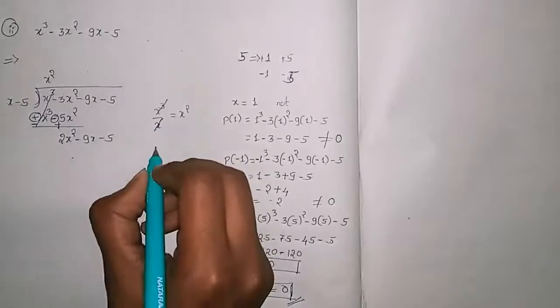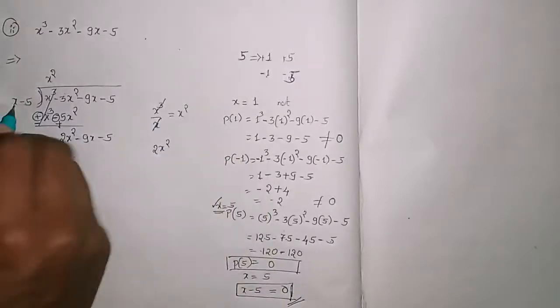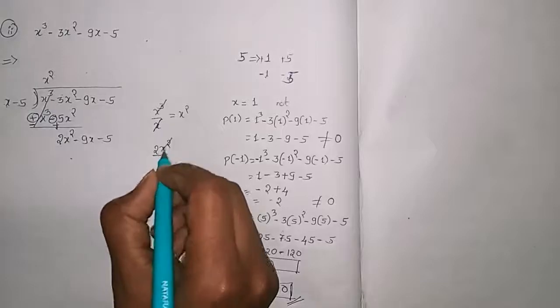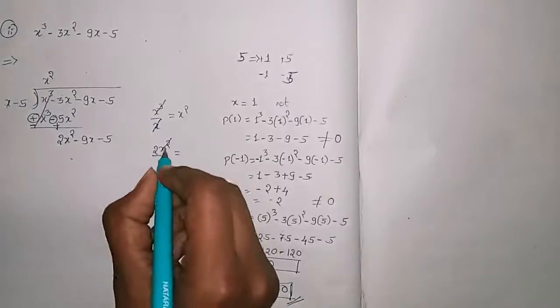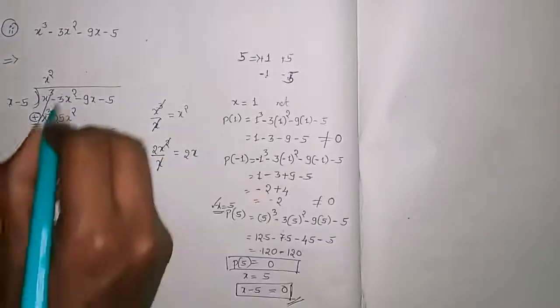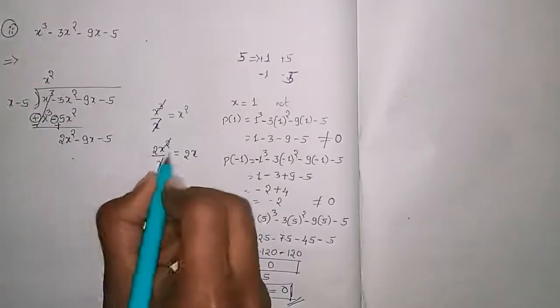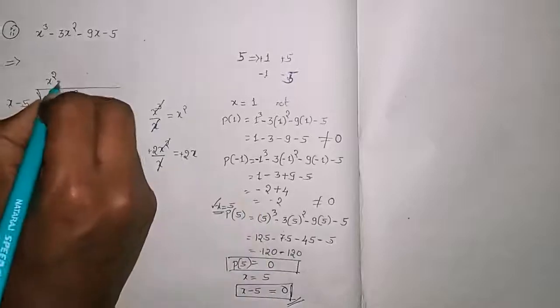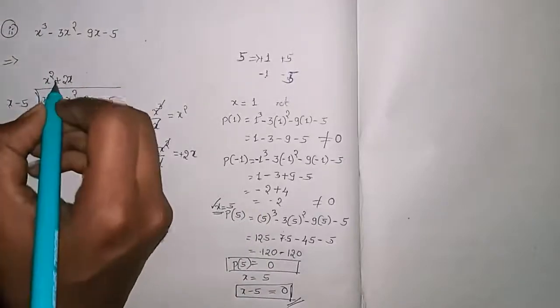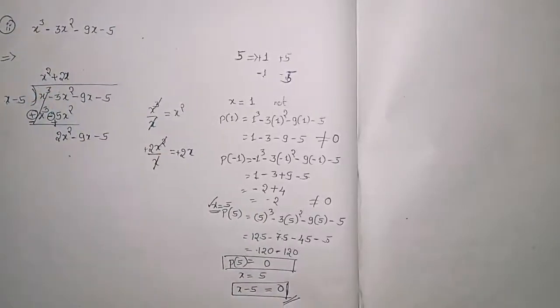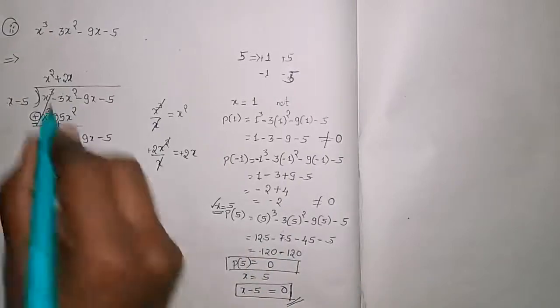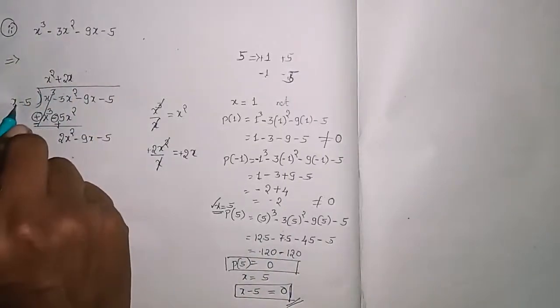Now the first term is 2x square and dividing by x. So in x square, x gets cancelled, which means remaining is 2x. Observe the sign: here it is positive, here it is positive, so it will also become positive, that is positive 2x. Now you have to multiply the terms. So plus 2x into x.